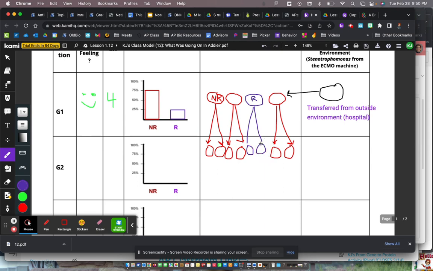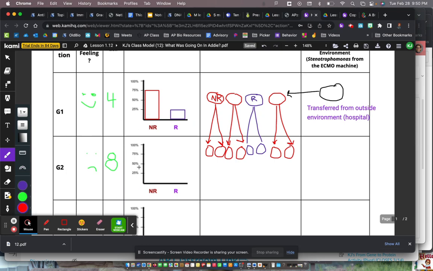But because the bacteria are dividing, that's going to make Addie start to feel cruddy. So I'm going to make Addie start to feel lousy. We have twice as much bacteria in her body right now. And I'm going to go ahead and show the graph. And the graph looks exactly the same.